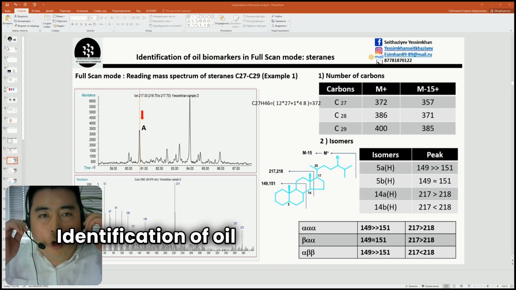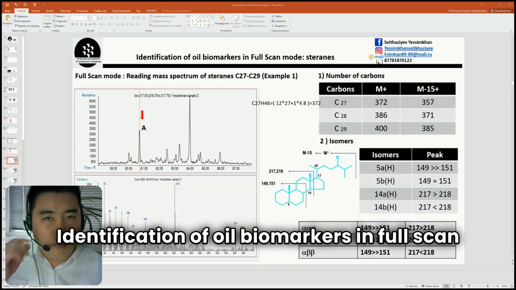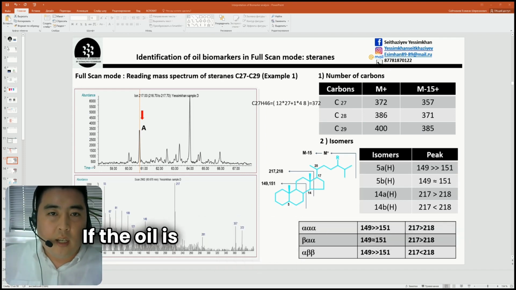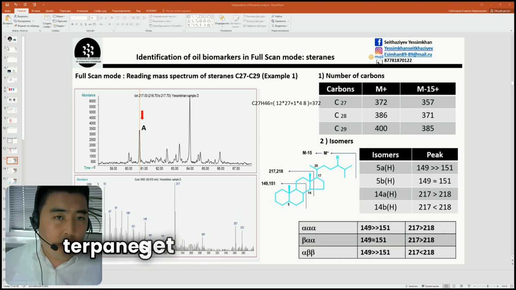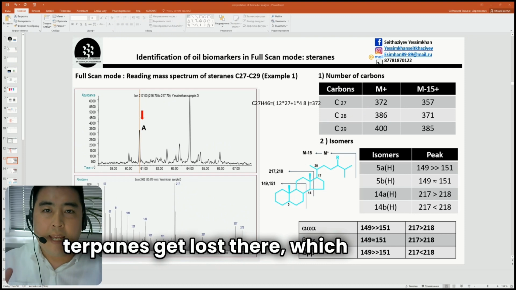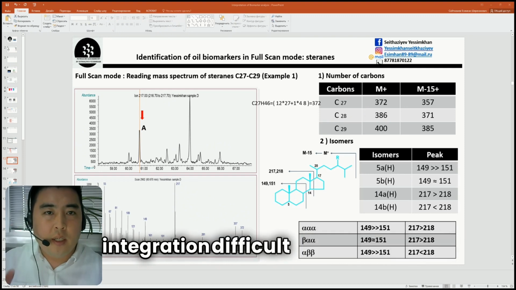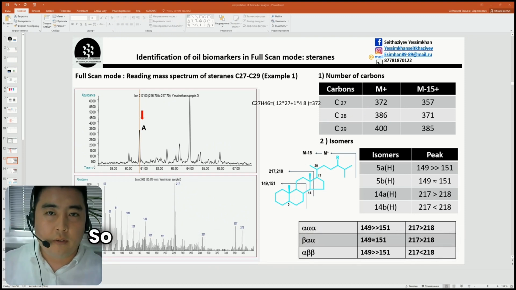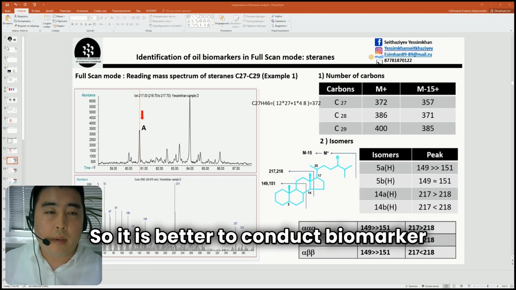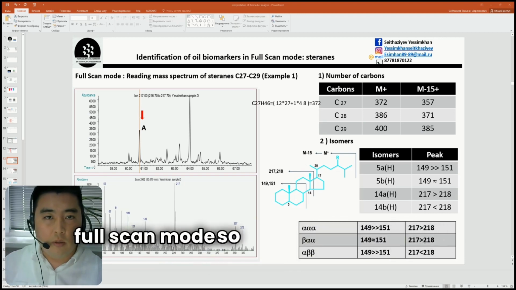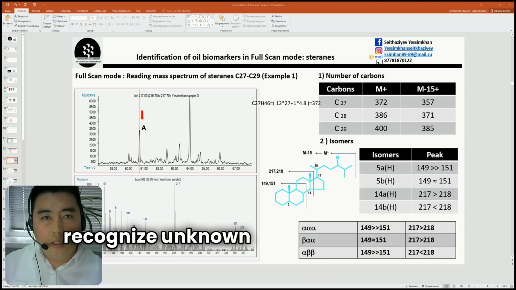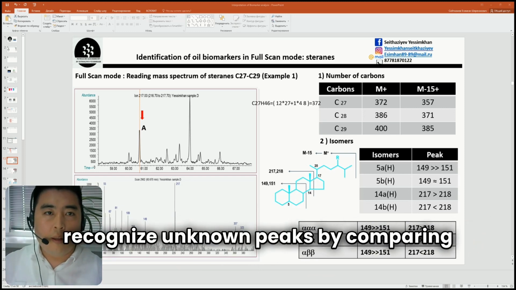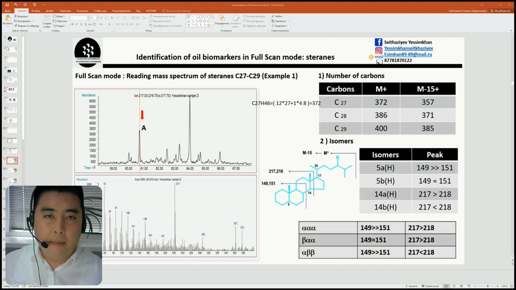Identification of oil biomarkers in full scan mode. If the oil is highly biodegraded, some steranes and terpenes get lost there, which makes the integration difficult in SIM mode. Then it is better to conduct biomarker analysis in full scan mode so that the library itself could recognize unknown peaks by comparing the mass spectra.